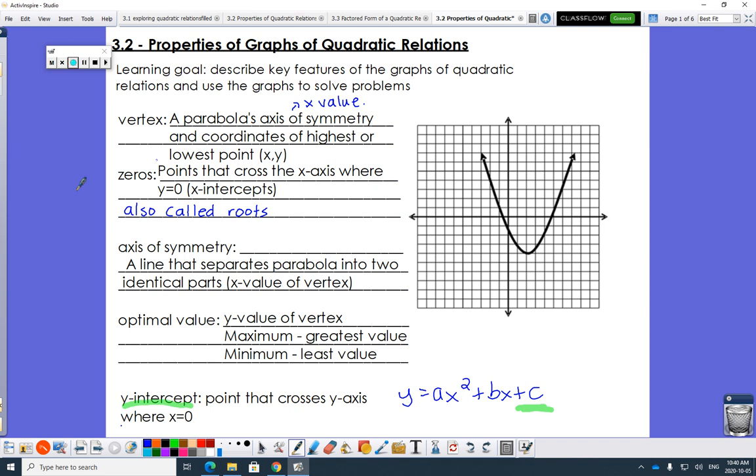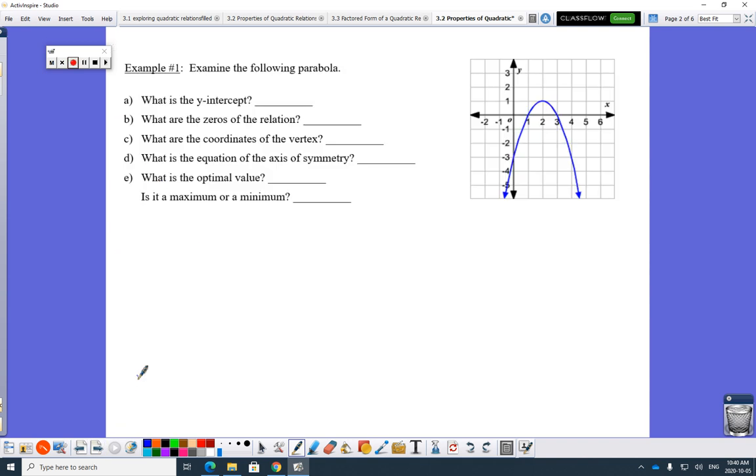Okay, so this example, you are not given an equation. All you're given is the parabola. So you just look at the parabola and figure out the values. What is the y-intercept? So it crosses the y-axis at -3. So really similar to what you would have done in grade 9. Make sure you write it as an ordered pair. So x is 0 and y is -3.